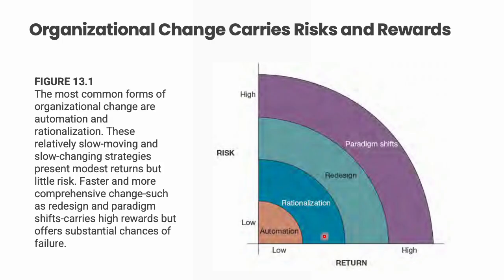Now look at the right side, the high reward changes. These are the business process redesign, okay. It's completely changing how a whole department works, and the paradigm shift is changing the entire business model, like Netflix moving from DVD to streaming. And these changes can make the company much more successful and profitable. That's the high reward. Okay.